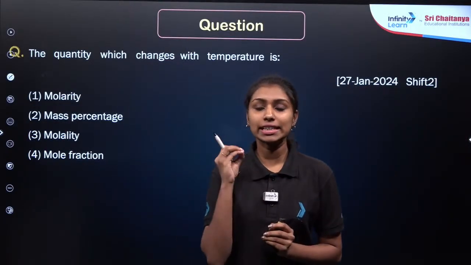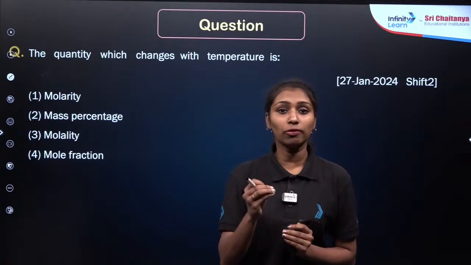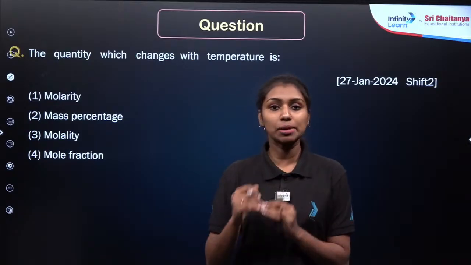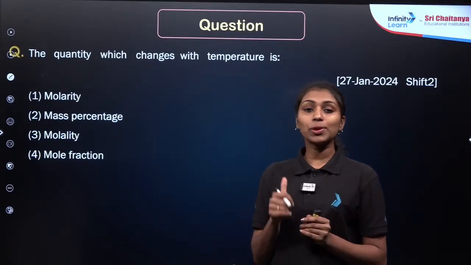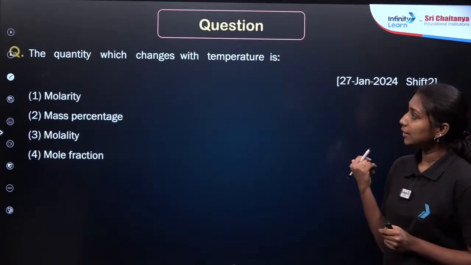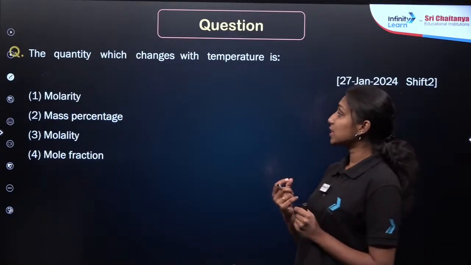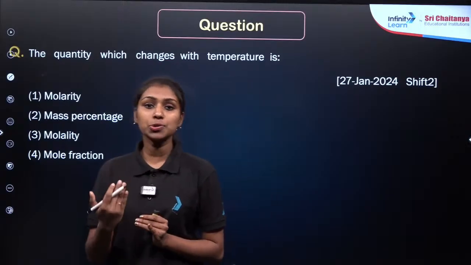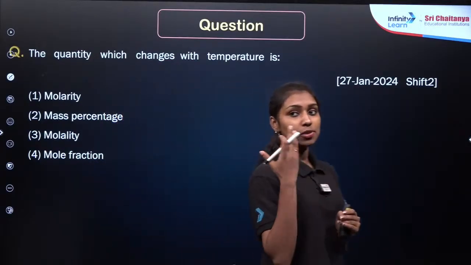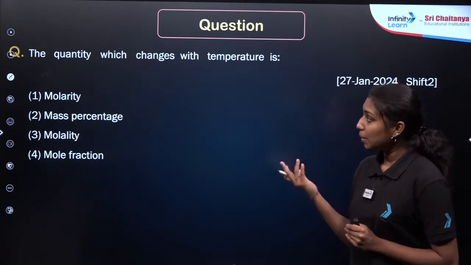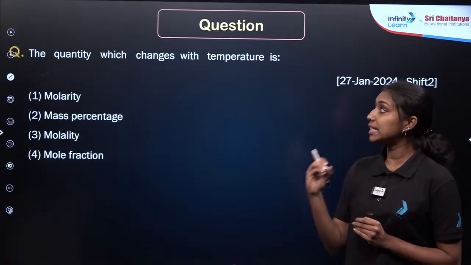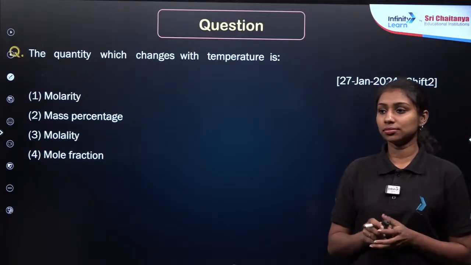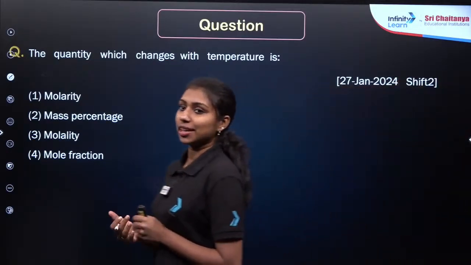Okay, what have we covered in the solutions chapter? We have studied the solute, solvent, their classification, solubility, Raoult's law, and Henry's law. Then finally, we studied the colligative properties, right? Here is your first question from the solutions chapter. The question is, the quantity which changes with temperature is. We have studied the concentration terms, right? How to express the concentration of a solution in terms of different parameters. Among them, which one is the quantity that changes with temperature? That is your first question. Quickly give me the answer in the comments.